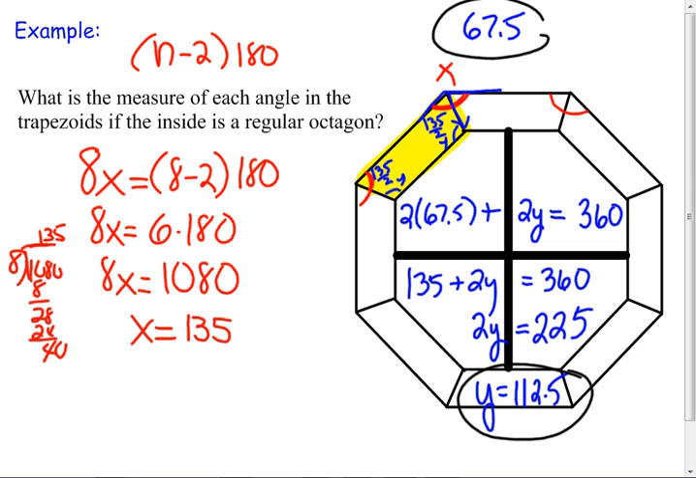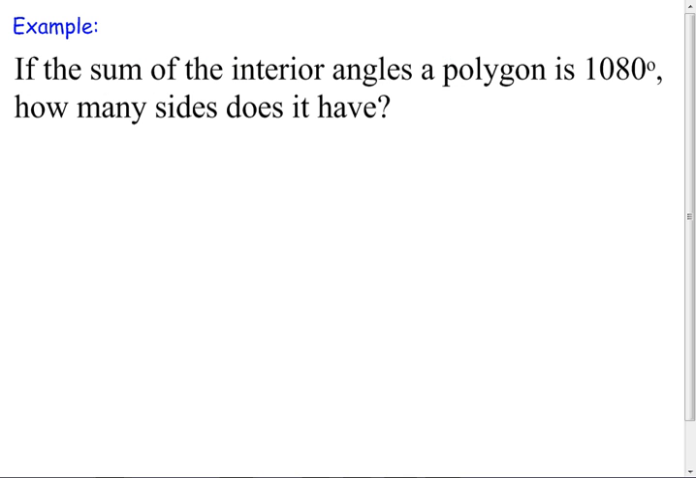Okay? Now, just a little different way of looking at this. I give you now that the sum of the interior angles is 1080. How many sides do you have? So the formula is this. Now, where am I going to put the 1080? I'm going to put it right here.